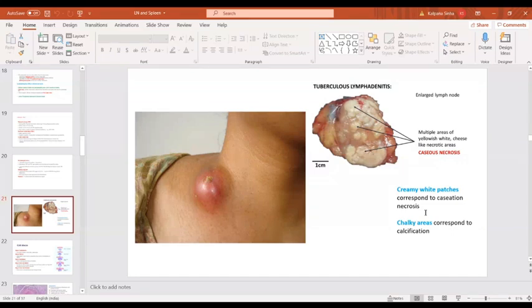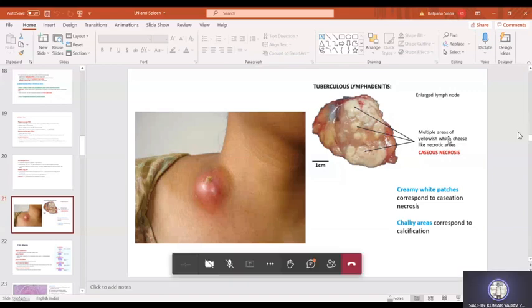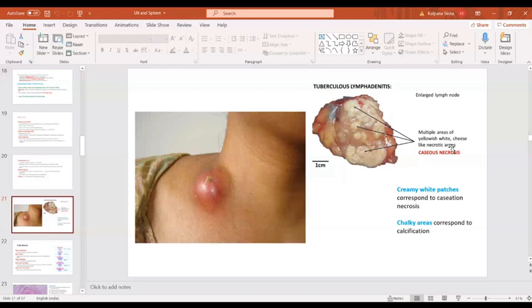Yes, ma'am. Audible. So this is a cut surface of a tubercular lymph node. You can see the caseous necrosis. There are multiple cheese-like necrotic areas. You should remember the cut surface will be very cheesy in appearance, and chalky areas correspond to calcification.